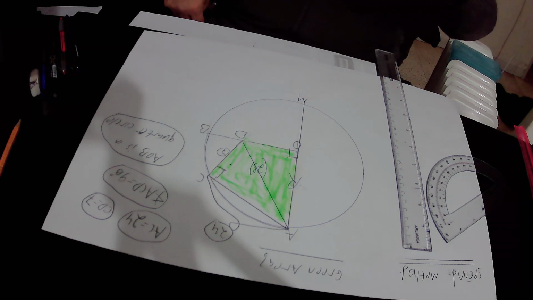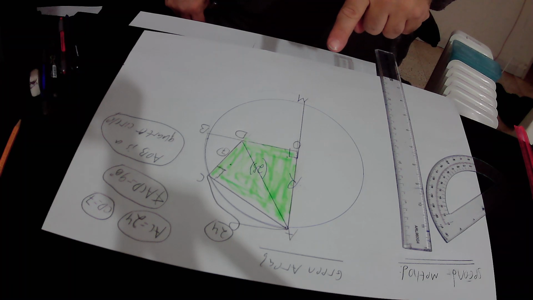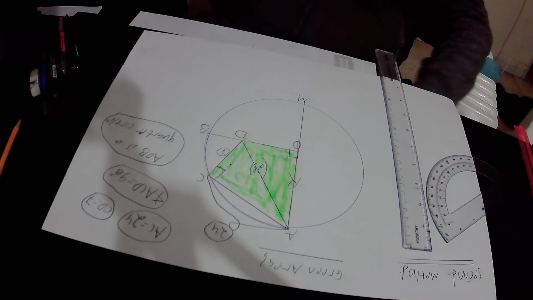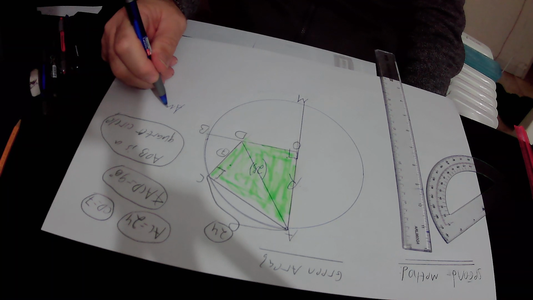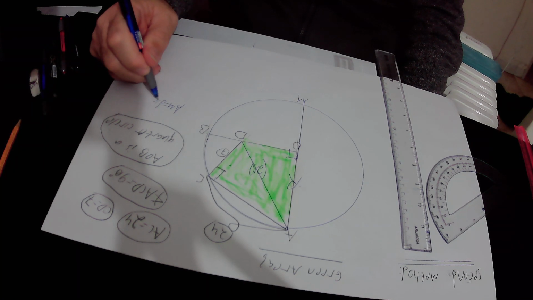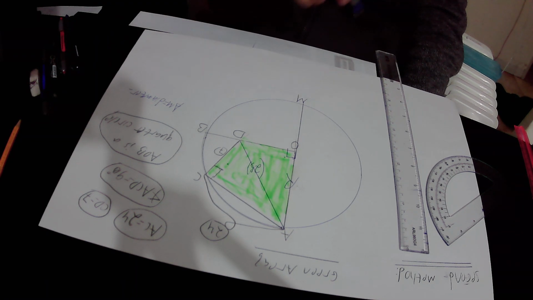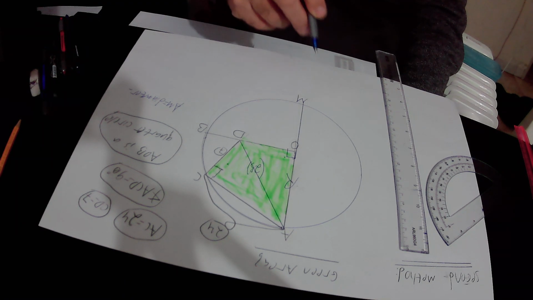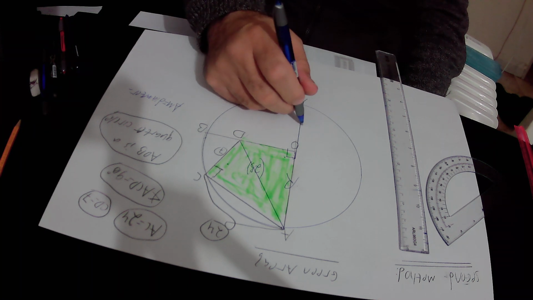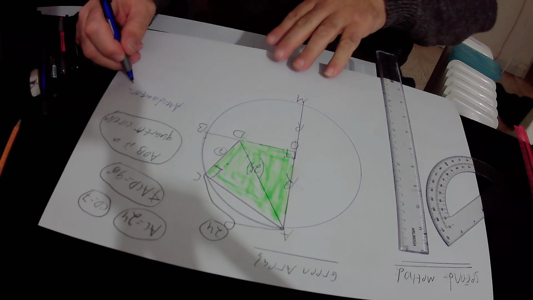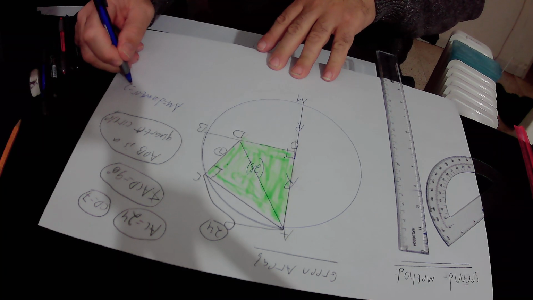AM is a chord that passes through point O, the center of the circle. Any chord that passes through the center of the circle must be the diameter of the circle. Therefore, AM is the diameter of the circle. Point O is the center of the circle, point M is a point on the circle itself, therefore OM is the radius of the circle, equal to R. So in total, AM equals R plus R, that is 2R. AM is the diameter, equal to 2R.